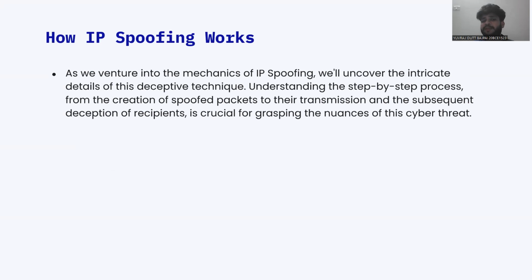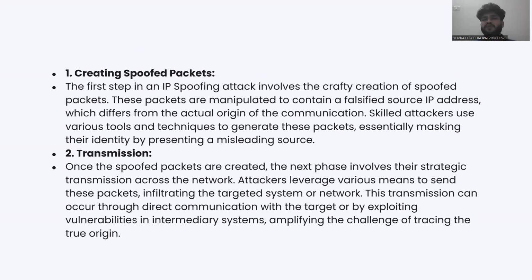As we venture into the mechanics of IP spoofing, we'll uncover the details of the deceptive technique, understanding the step-by-step process from the creation of the spoof packet to the transmission and the subsequent deception of recipients, which is crucial for grasping the nuance of the cyber threat. Creating spoof packets. The first step in IP spoofing involves the crafty creation of spoof packets. These packets are manipulated to contain a falsified source IP address, which differs from the actual origin of the communication. Skilled attackers use various tools and techniques to generate these packets, masking their identity by presenting a misleading source.